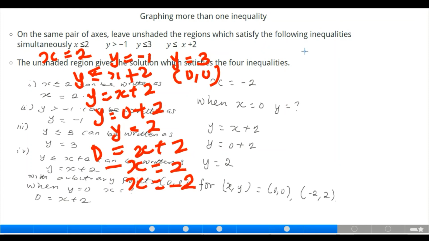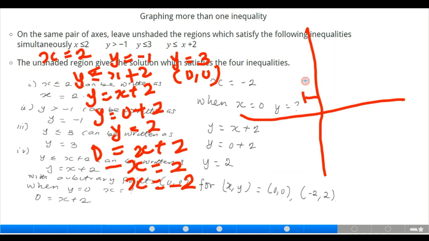So let's quickly draw our graph here and see what we have. For the y-axis, we only have 1 to 3. So we have 1, 2, 3. That's for the y-axis. Okay. Now for the x-axis, on the positive side, what is the highest value that we have?